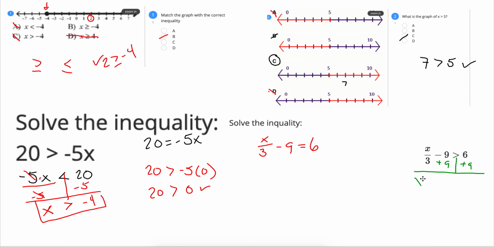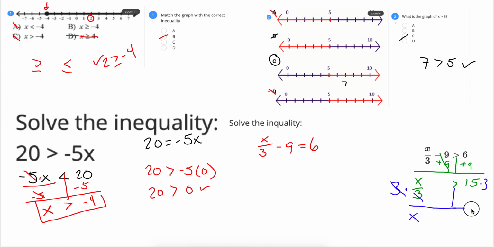Okay, we're going to bring our x over 3 down. These two cancel out. Greater than 6 plus 9 is 15. And this is division. X divided by 3, so the opposite of x divided by 3 is multiplied by 3. And we're going to multiply both sides by 3. My 3's cancel, left with just x on this side.